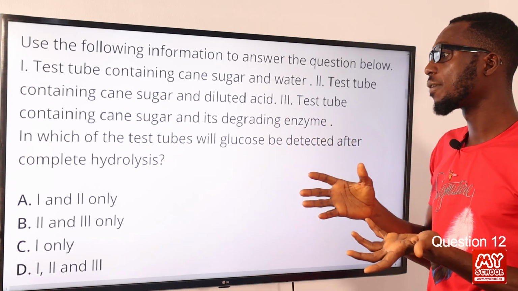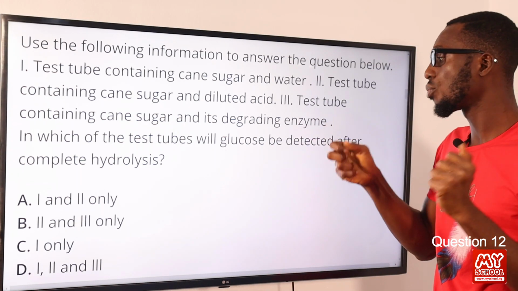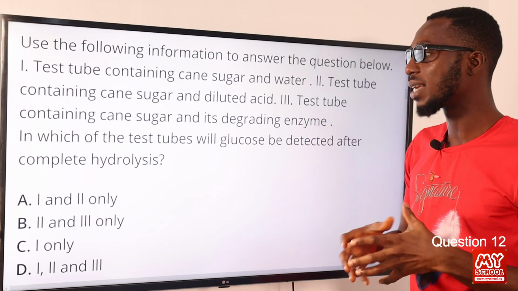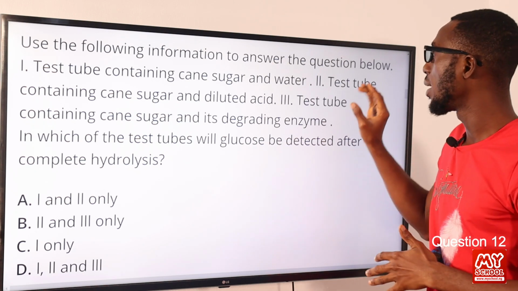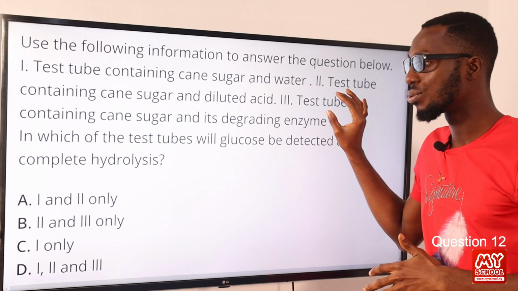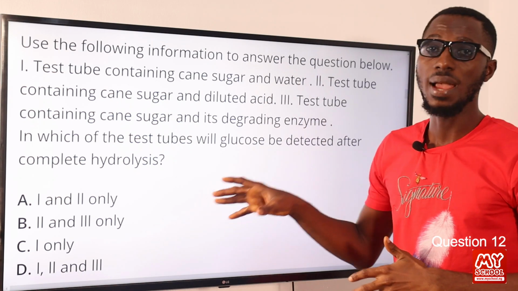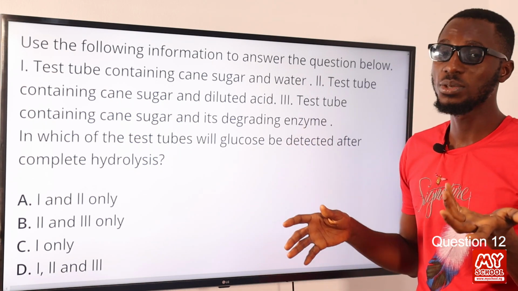So in which of the test tubes will glucose be detected after complete hydrolysis? That is possible in this and this, 2 and 3. So option B is what I present to you as the correct option. So what would you go for?